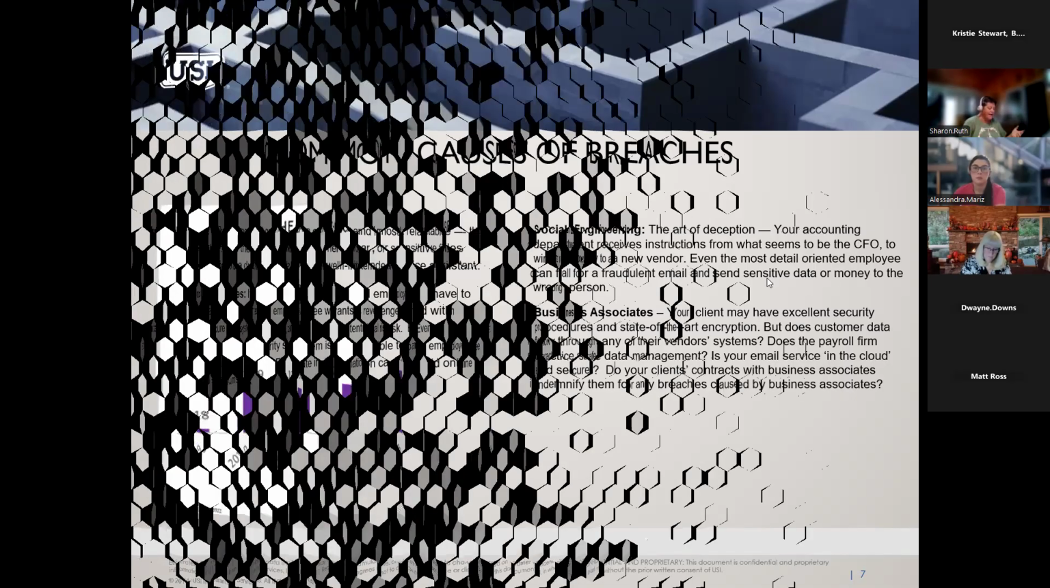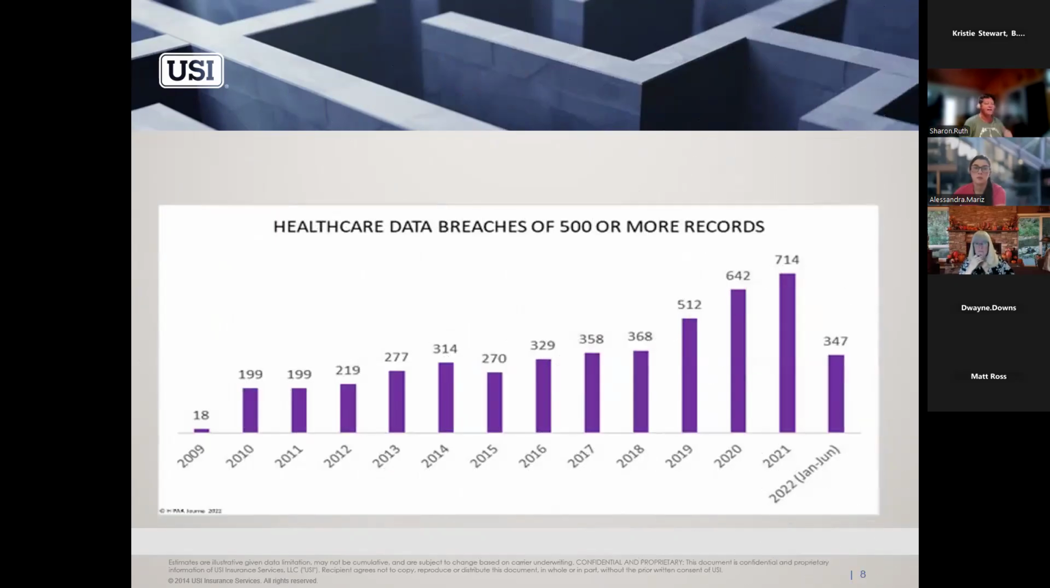This is another bit of just some data. Healthcare breaches of 500 or more records. I haven't been able to update it since 2022, but you can see in the graph how it is growing. So, next slide.